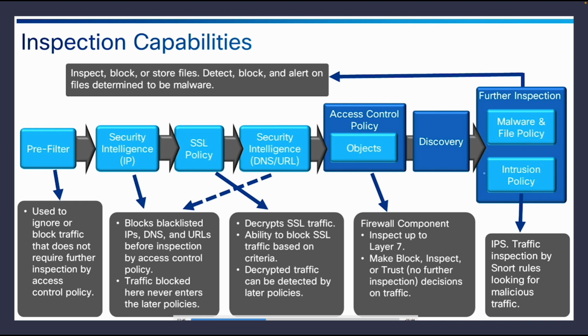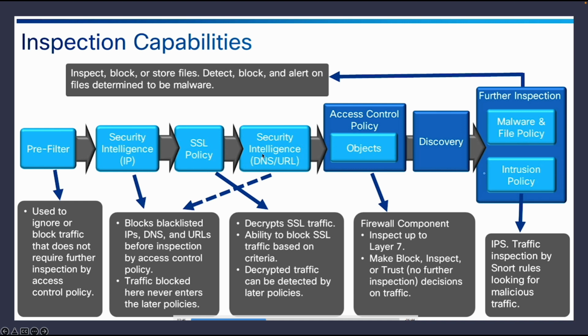Then we go with security intelligence, but now it's based on DNS, domain name server, and URL. So let's say that apple.com is considered known malicious, and FMC will download this information from Talos with this feed list, and this site will be blocked right before going through the ACP.